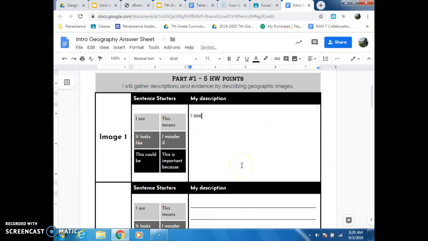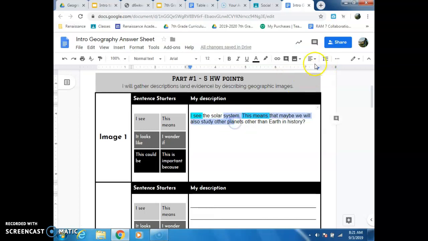I see the solar system. Awesome. Looks like I used one of Mr. Rod's sentence stems. Perfect. This means... Oh, Mr. Rod, how am I supposed to finish that? This means, so we're doing geography. He showed us a picture of a solar system. This means that maybe we will also study other planets other than Earth in history? I'm going to put a question mark because I don't really know.